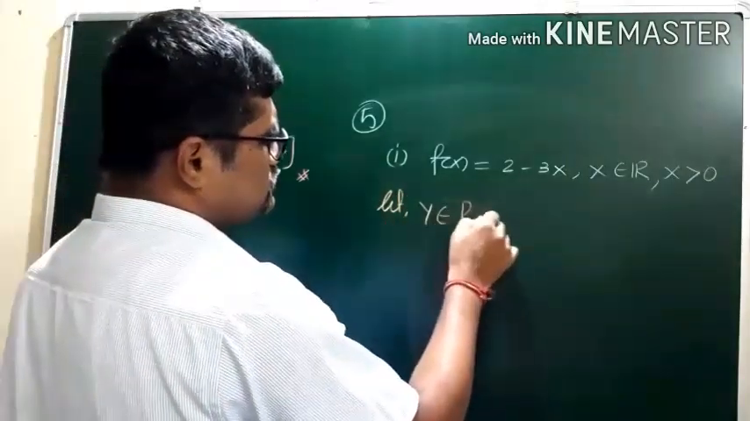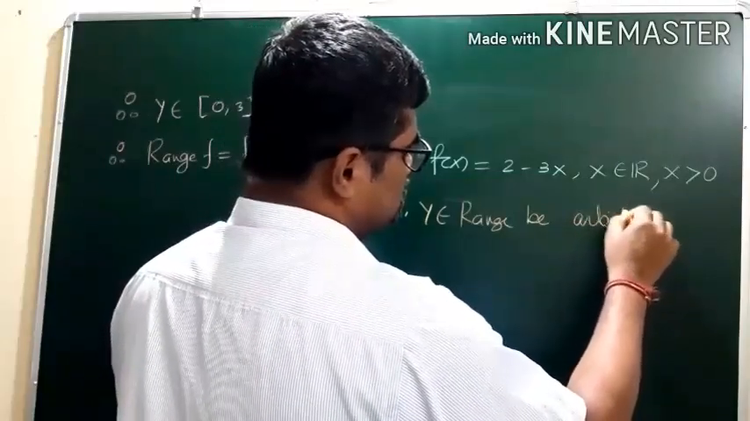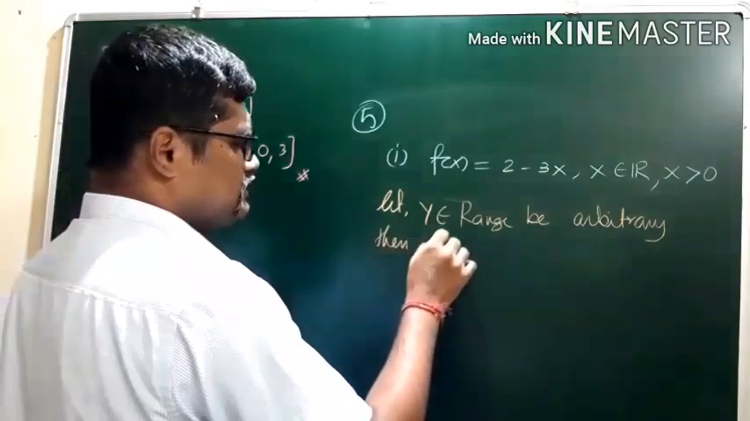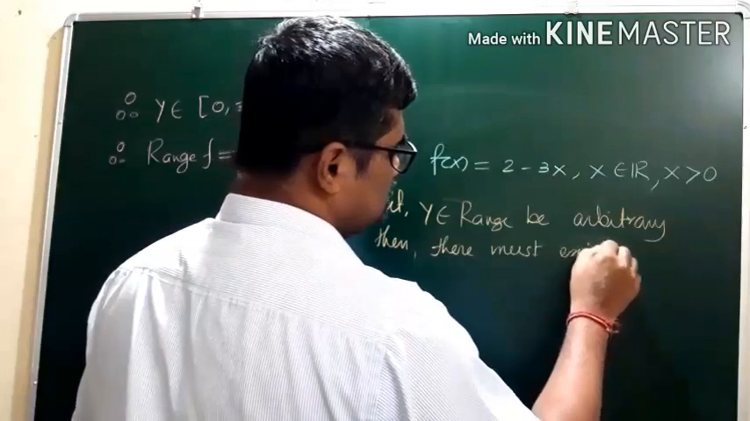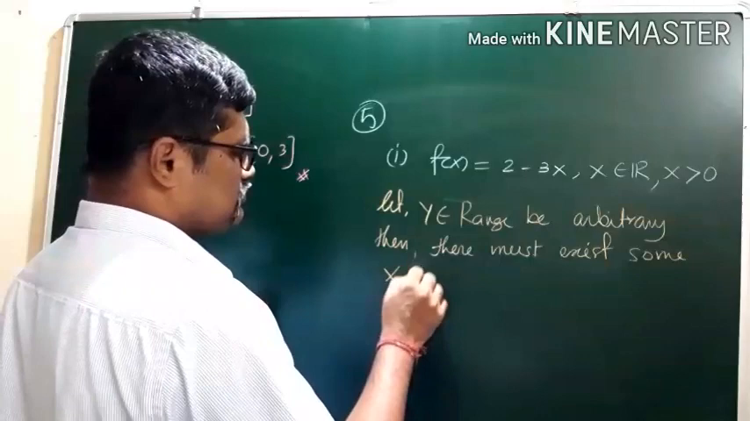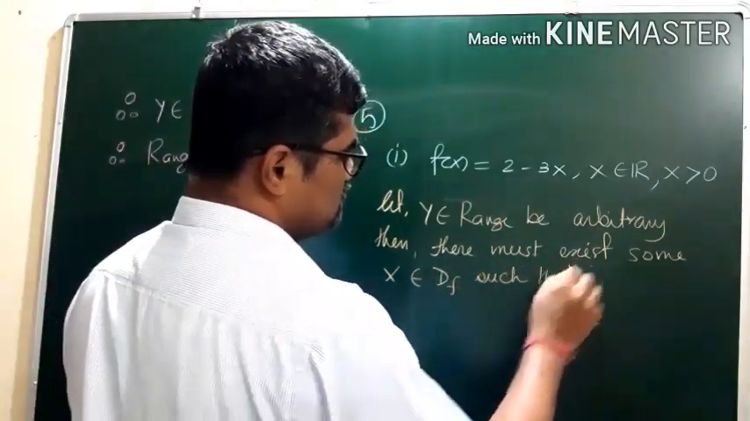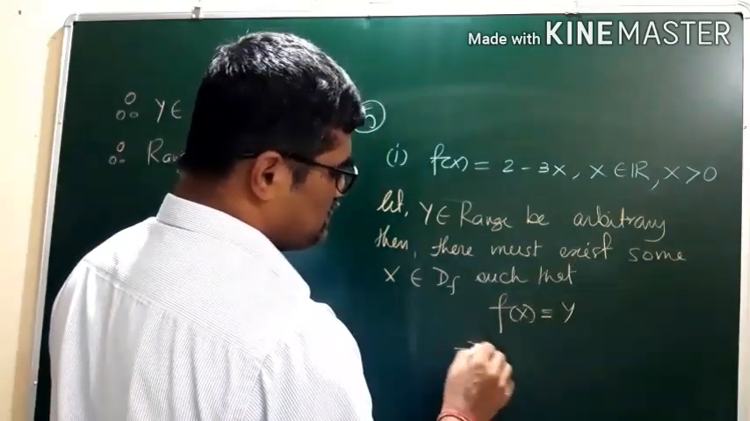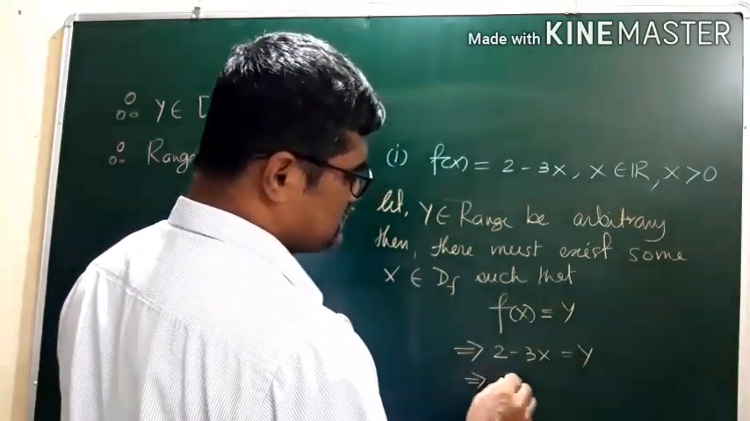Let y belong to the range, be arbitrary. Then there must exist some x belonging to the domain such that f(x) equals y. Make sure to write like this.